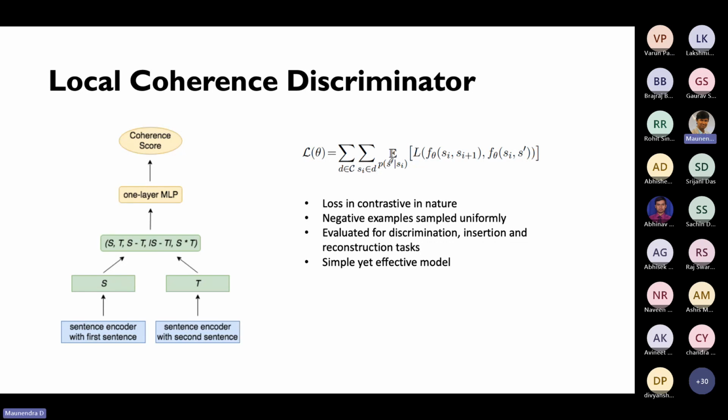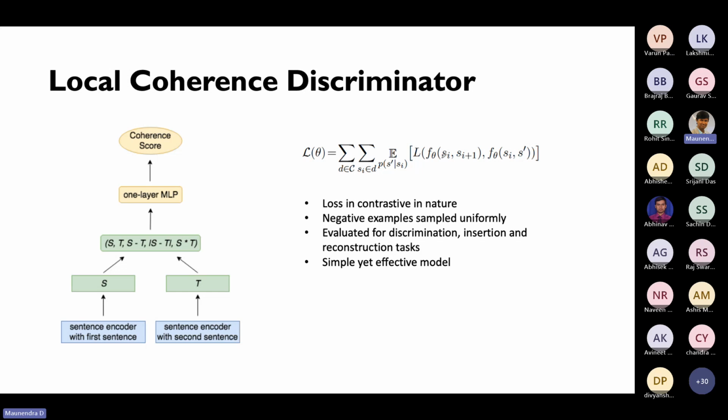consecutive sentence. So essentially, S prime should not be S_(i+1). That means for the current sentence S_i, we have S_(i+1), with which we expect the coherence score to be high, and another sentence S prime from elsewhere, which is a negative example. Now this model will take S_i and S_(i+1) and give a score, and the same model will take S_i and S prime, the negative example, and give a score.